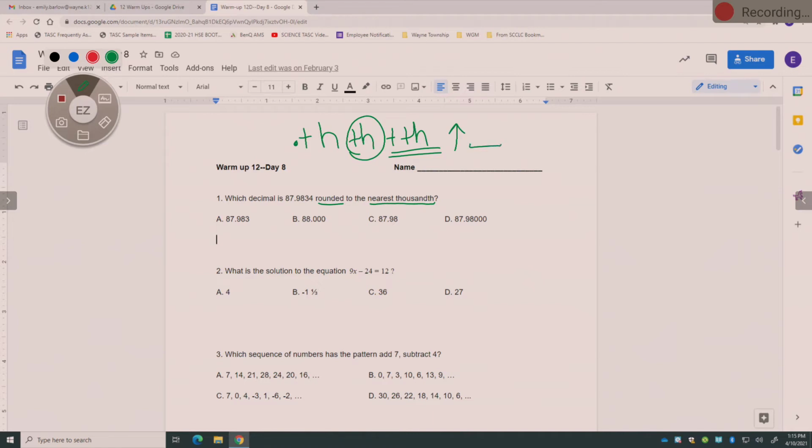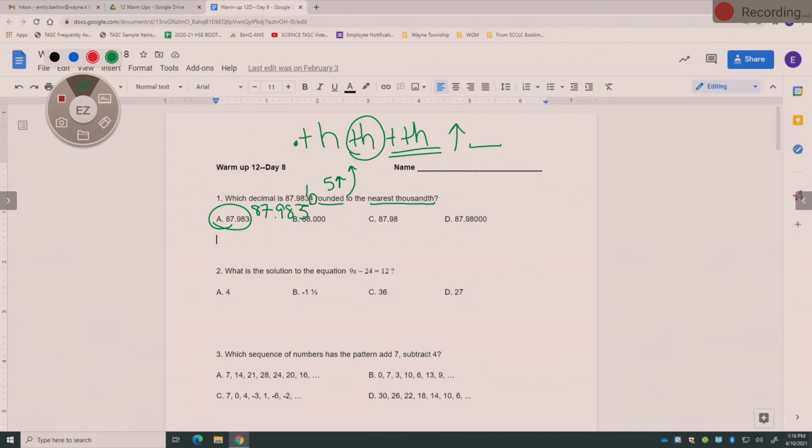So in this case, 87.9834, our thousandth number is 3, but our ten-thousandth is the one we want to look at. So since it is a 4, this 3 stays the same. If it was 5 or more, we would round up. So we are looking for 87.983.